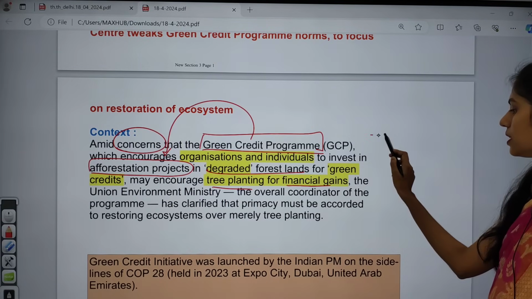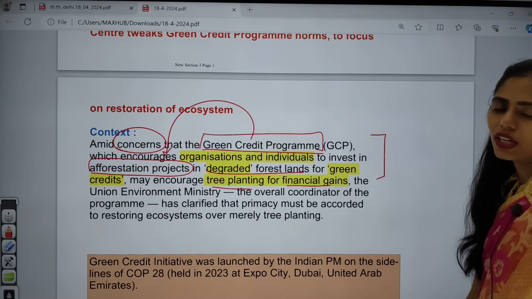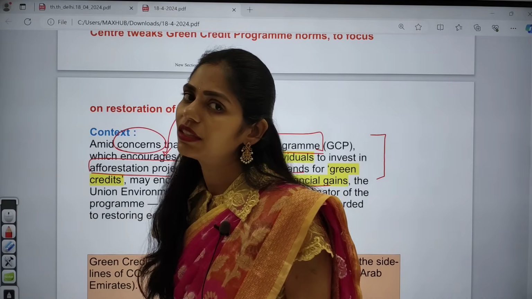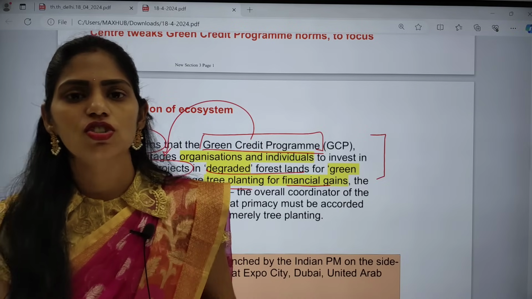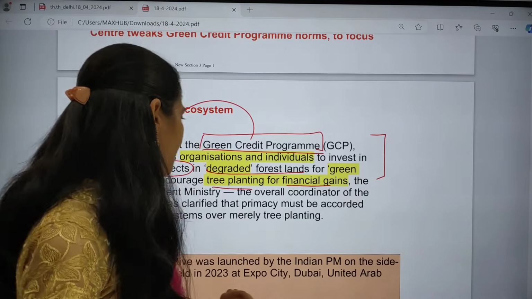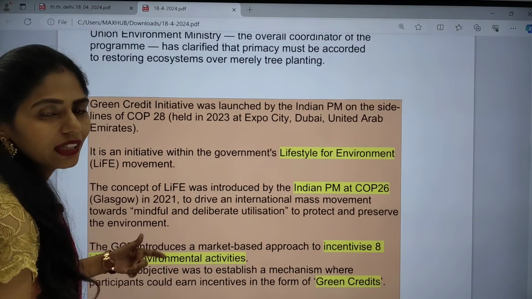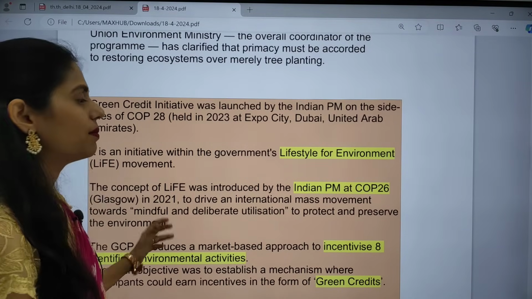Okay, so this is about this program. And you can get a question like: Green Credit Program is in news, what is it related to? It is related to afforestation of degraded lands. Okay, so what is this initiative and who started it? It is very important.